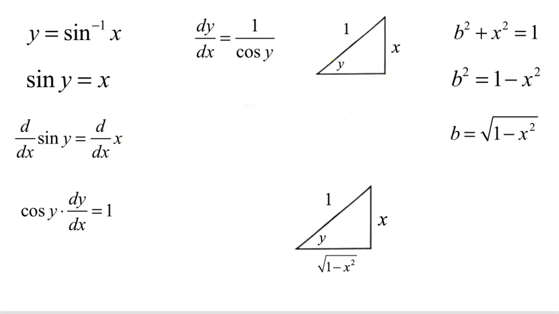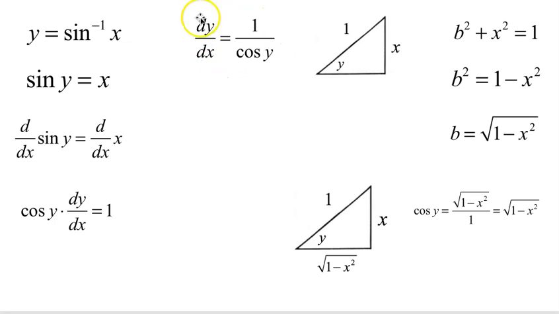And then knowing that, let's go back to look at what I needed. The derivative of the inverse sine function, that's dy/dx, is 1 over cosine y. Now looking at this triangle, what is cosine y? Well, cosine is adjacent over hypotenuse. Adjacent, root 1 minus x squared, over hypotenuse, 1. So that's my cosine of y. Cosine of y is root 1 minus x squared.